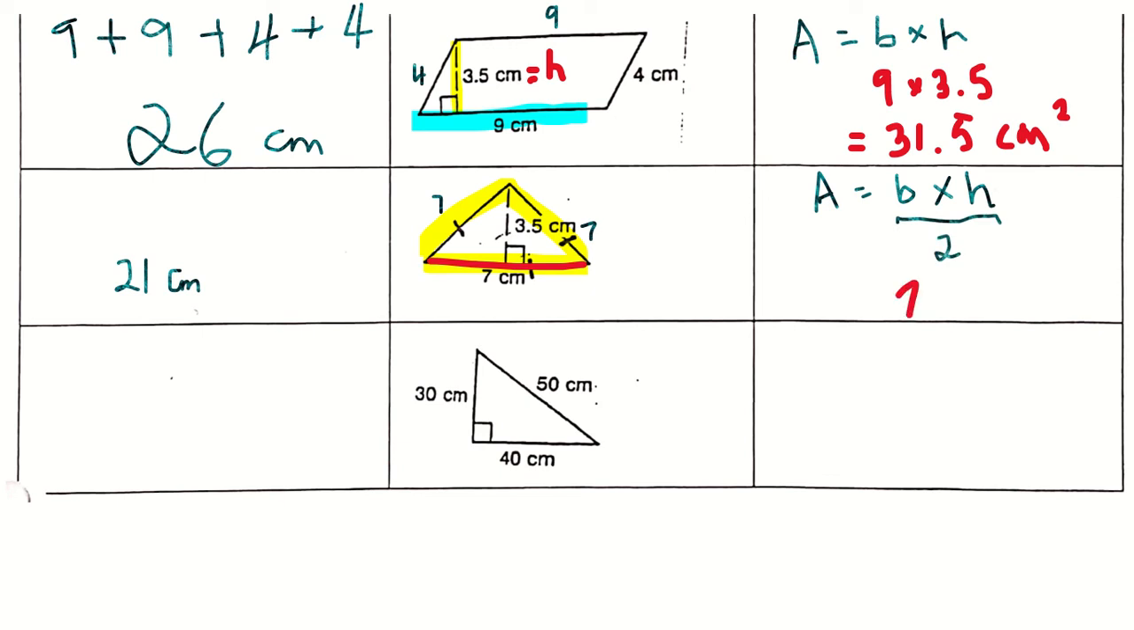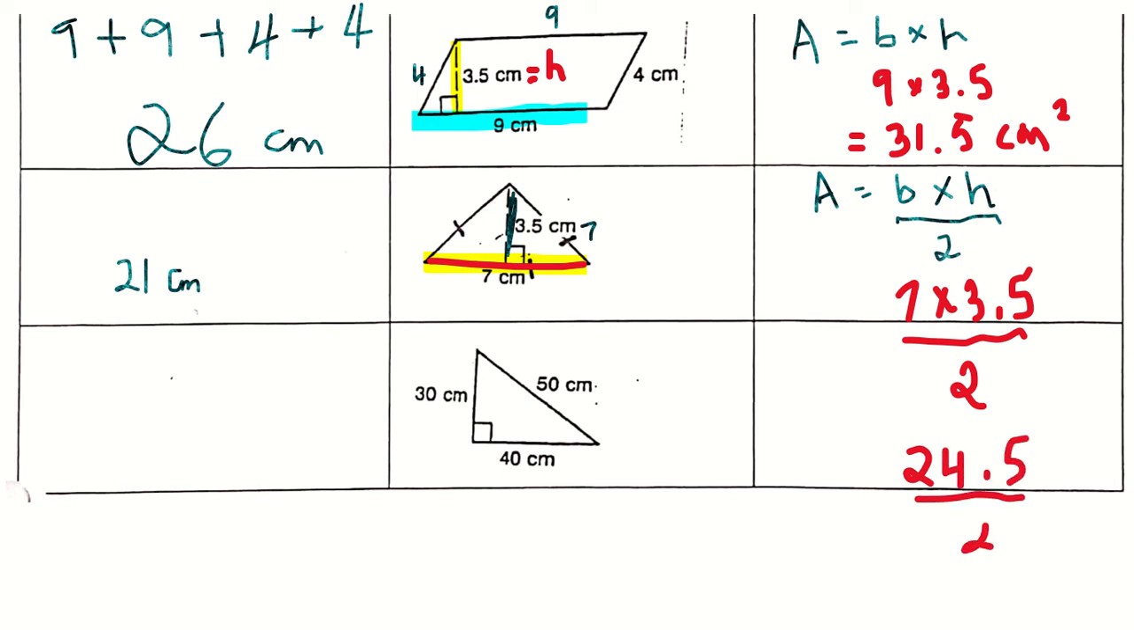The base is 7. The height, remember what I just told you, the height is always represented by a dotted line. So where's the dotted line? That would be this 3.5. So it's 7 times 3.5, and then that divided by 2. So let's do 7 times 3.5 first. That's 24.5. And then divided by 2.